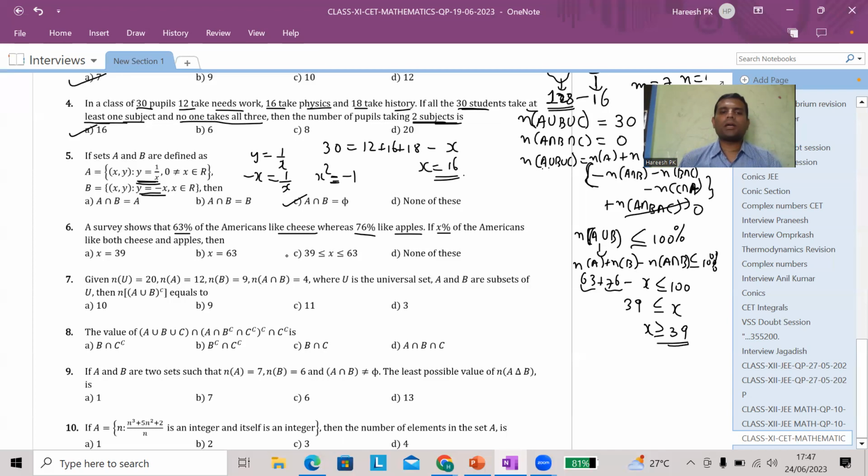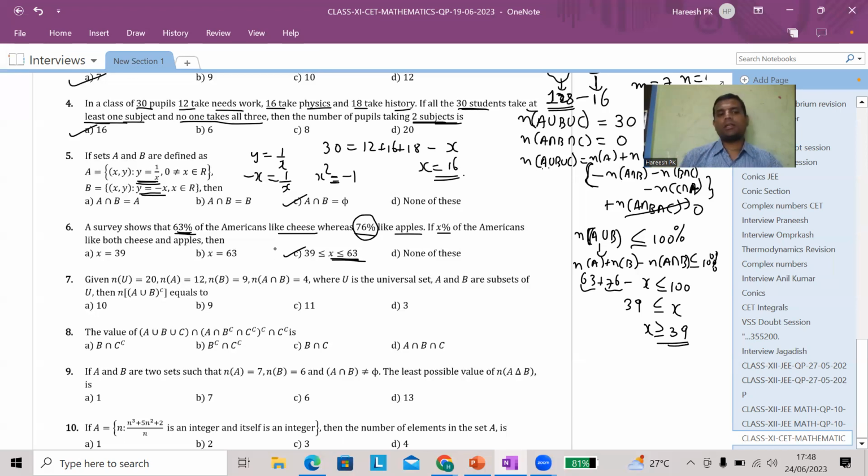So from this itself, we can mark this option. But just to be sure, why is this second condition put? Now, what can be the maximum intersection? The number of people who like apples is 76%, and those who like cheese is 63. So maximum intersection possible will be 63 when this set is completely a subset of this, right? So X is greater than or equal to 39 and X will be less than or equal to 63. So it is option C. I hope this is clear.